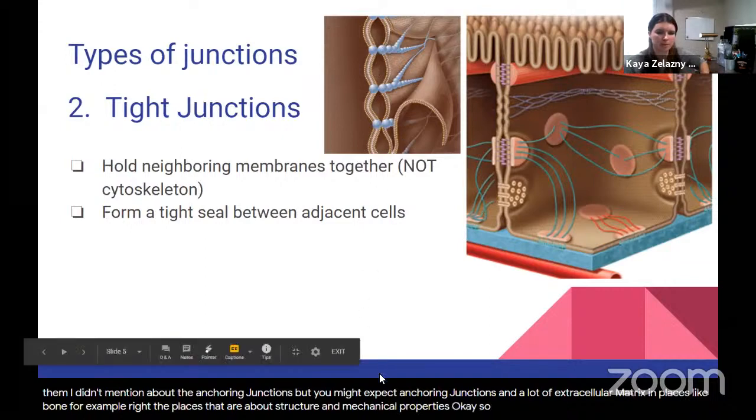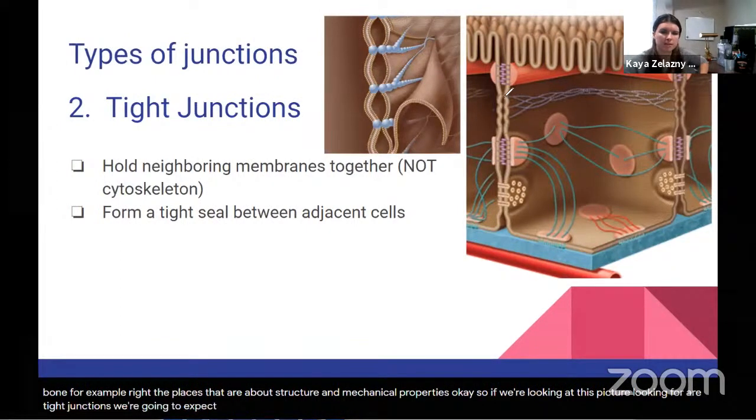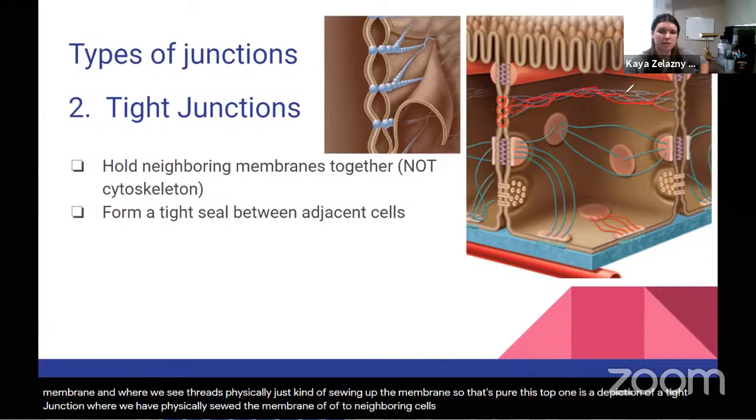Okay, so if we're looking at this picture, we're looking for our tight junctions. We're going to expect to see places where the membrane is being held really close together, pressed against a neighboring membrane, and where we see threads physically just kind of sewing up the membrane. So this top one is a depiction of a tight junction where we have physically sewed the membrane of two neighboring cells together using some protein fibers.